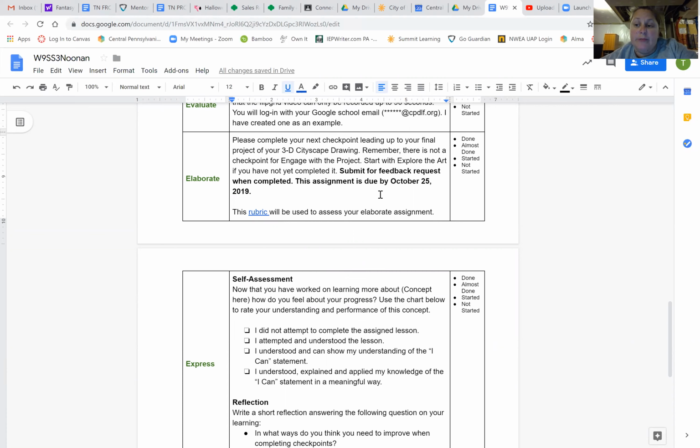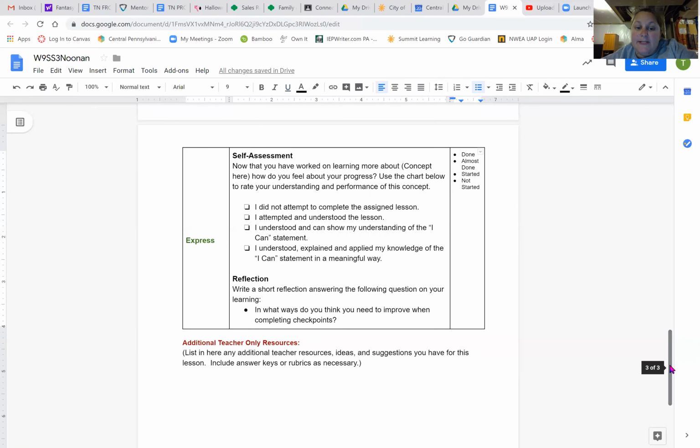Each student will be different, but know that they're due by October 25th. You must complete one checkpoint for this week. Then in finishing up, you're going to self-assess and reflect. In what ways do you think you need to improve when completing checkpoints? I hope this helped you understand what the checkpoints are, why they're necessary to complete, and how they lead to helping you grade your final product.